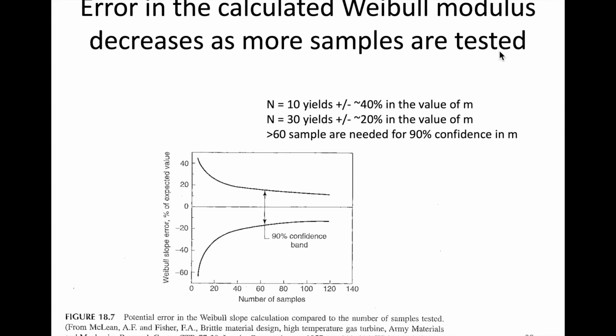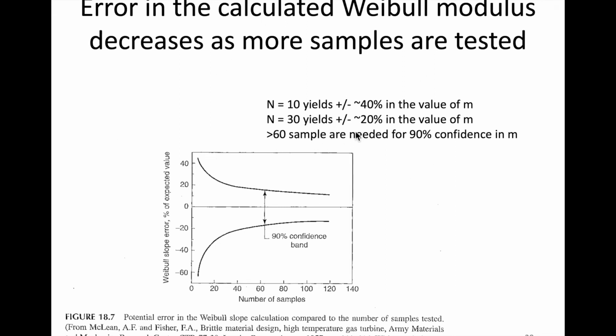And so this gets us into the classic paradox for our experiments. If we only do, for example, 10 samples, we have a really high error of about 40% the value of m. And if we go up to 30, we can get to 20%. But we have to go over 60 to get into the 90% confidence interval. And so this is the classic paradox of how much time do you have to run these samples compared to what error are you comfortable with. And so that's something that we have to consider for our sample sets.